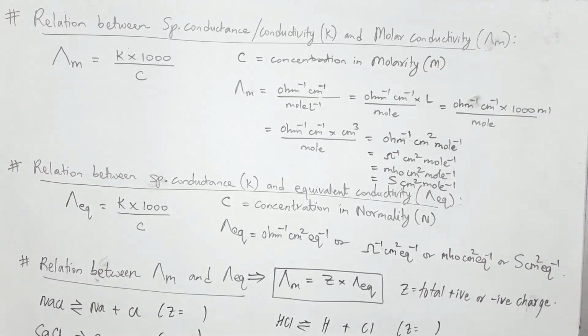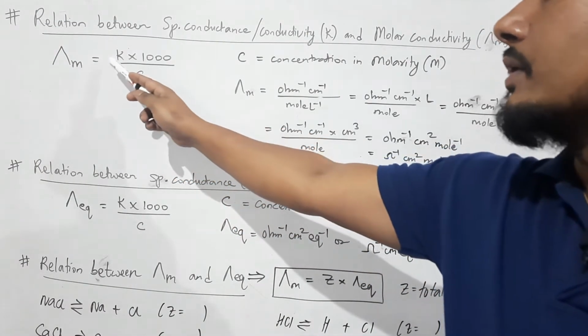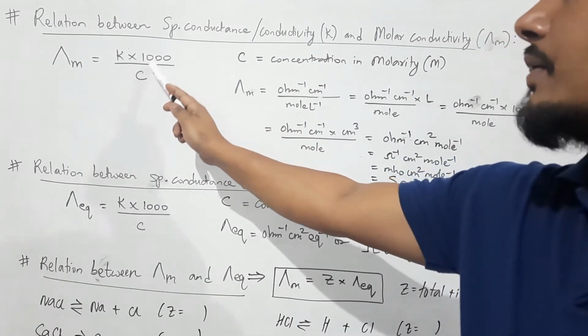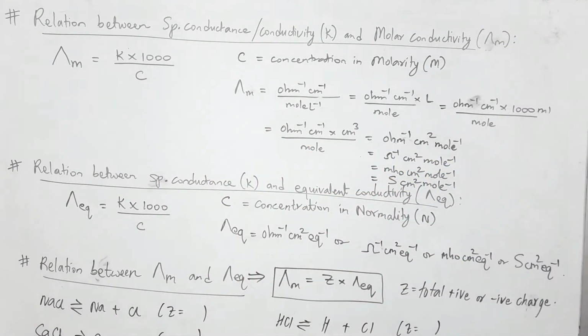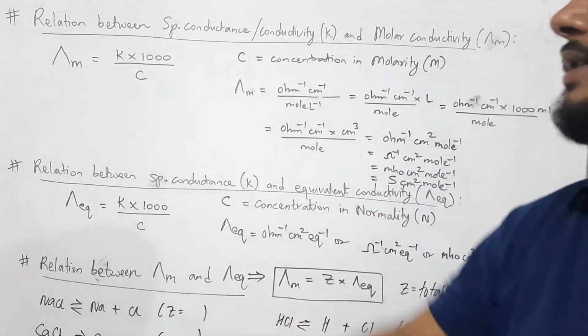First, let us see the relation between specific conductance or conductivity, kappa, and molar conductance, capital lambda m. The relation you get is lambda m is equal to kappa into 1000 by C.